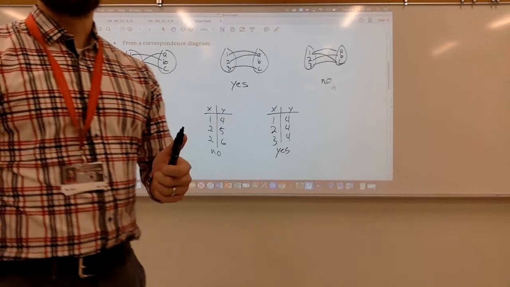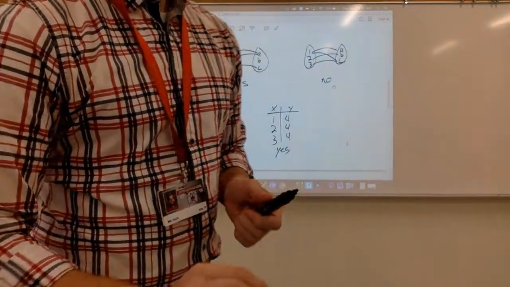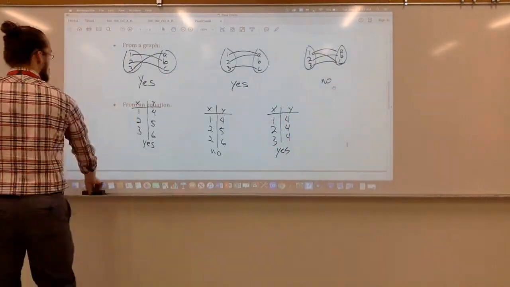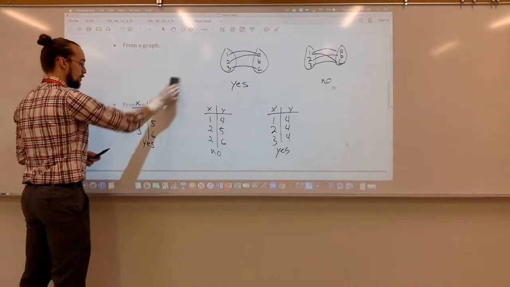All right, how about from a graph? How do I tell if something is a function from a graph?